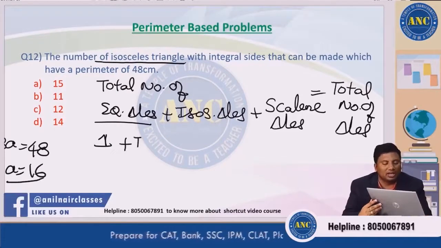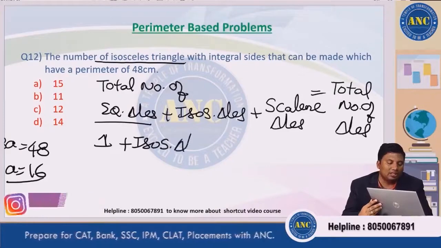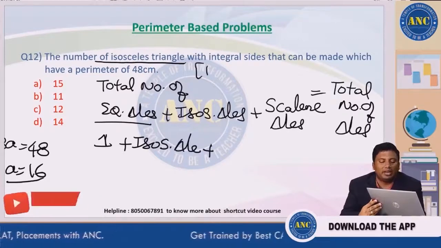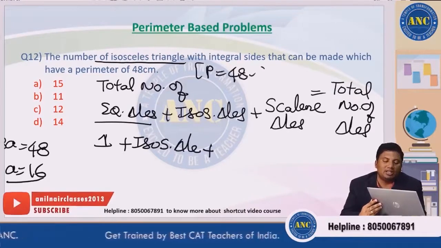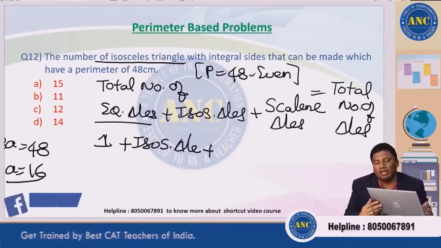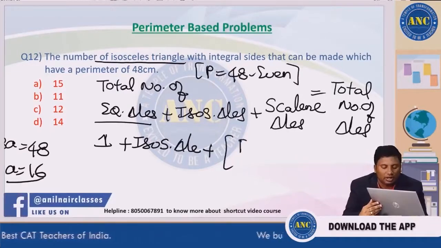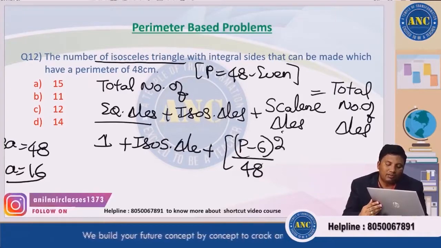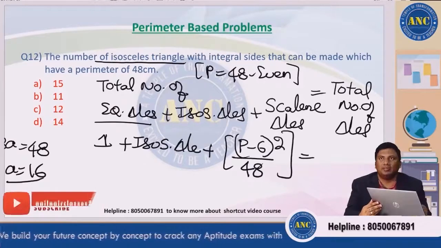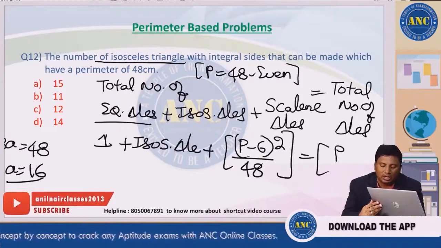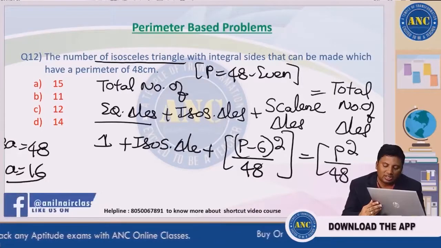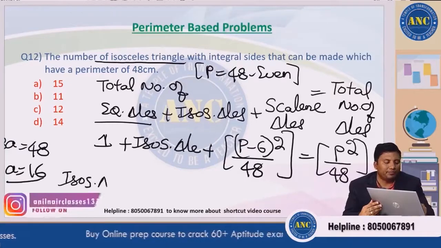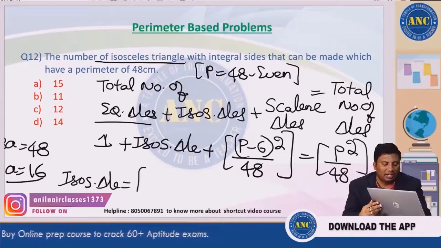I require the isosceles triangles. Scalene triangle: what is the perimeter? Perimeter is 48, an even number. So it is the nearest integer function of (P minus 6) whole square divided by 48, P being even. So the isosceles triangle count is given by P, which is 48.